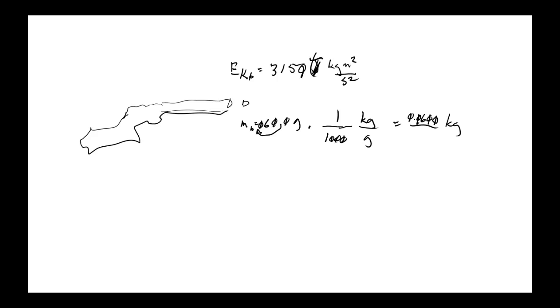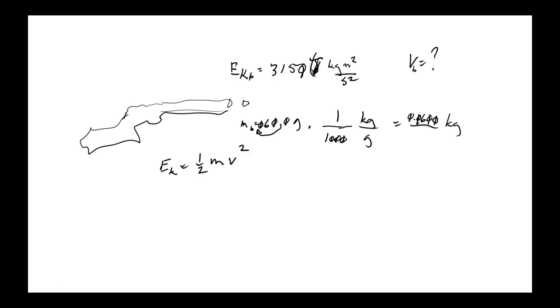Now, what formula seems to be related here? We got, and what are we looking for, by the way? So what is the velocity? That's the unknown here. Velocity of the bullet. That's the question. Find its velocity, the bullet's velocity. So what formula relates those 3 together? E sub k is equal to 1/2 m v squared. Perfect.